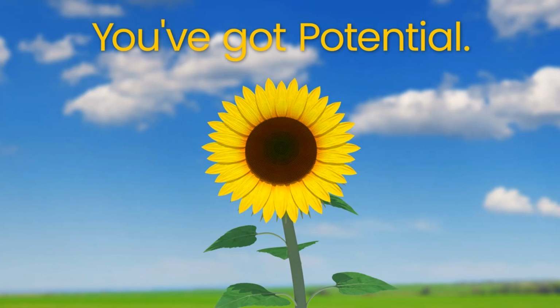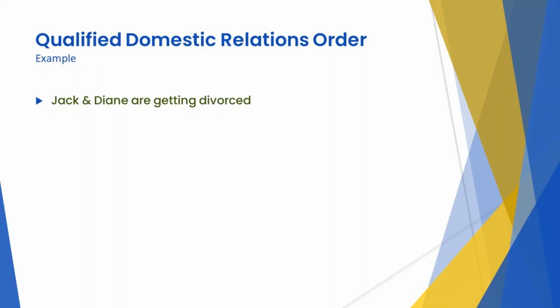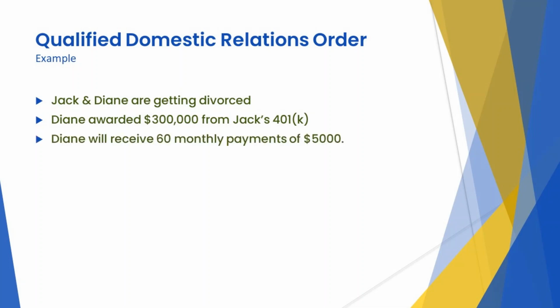Let's look at an example. Jack and Diane are getting divorced. As part of the divorce decree, Diane is awarded $300,000 of Jack's 401k. After much discussion with her attorney, Diane has decided to go to college and would benefit from multiple distributions from the 401k to cover her costs during that time. The QDRO is structured in a way that Diane will receive 60 monthly payments of $5,000 each. The money remains in Jack's 401k plan, and Diane remains an alternate payee.